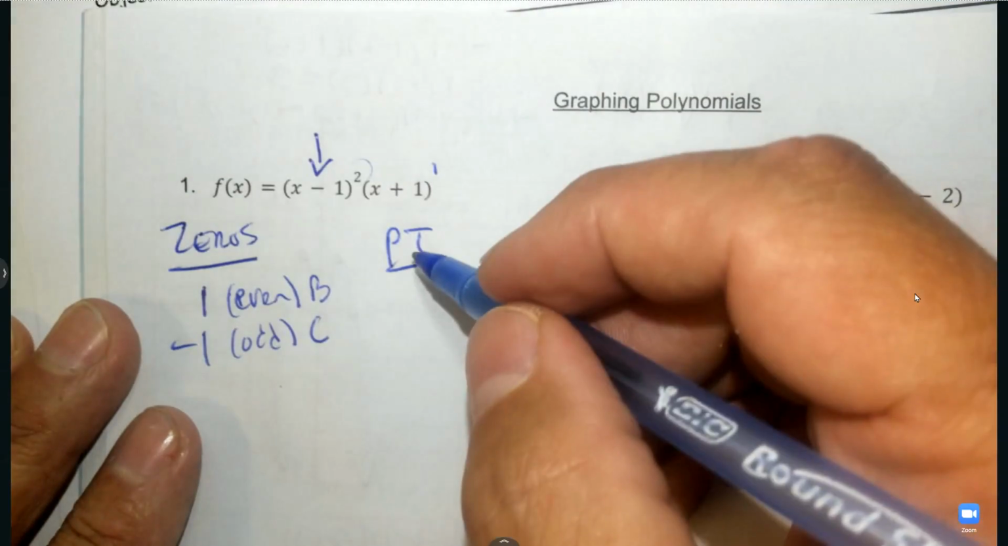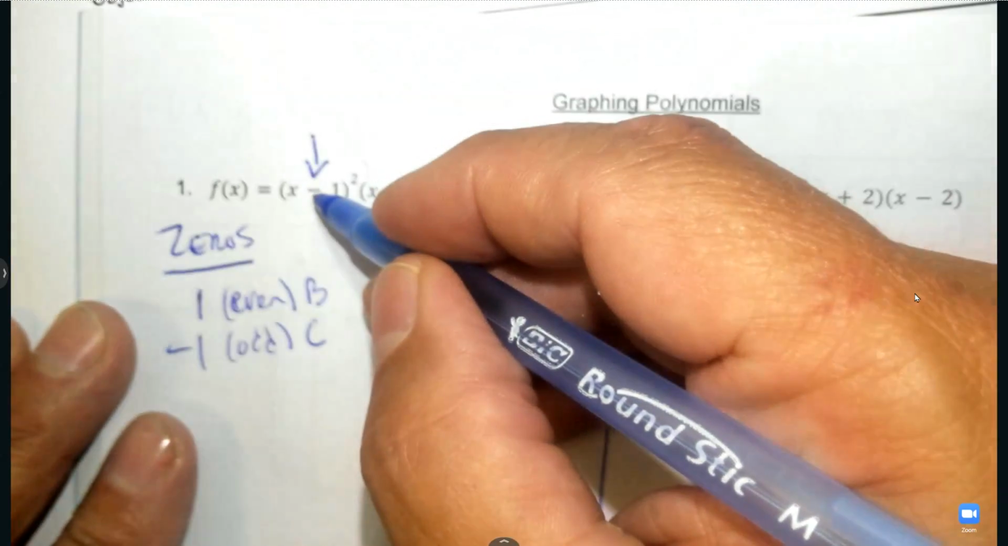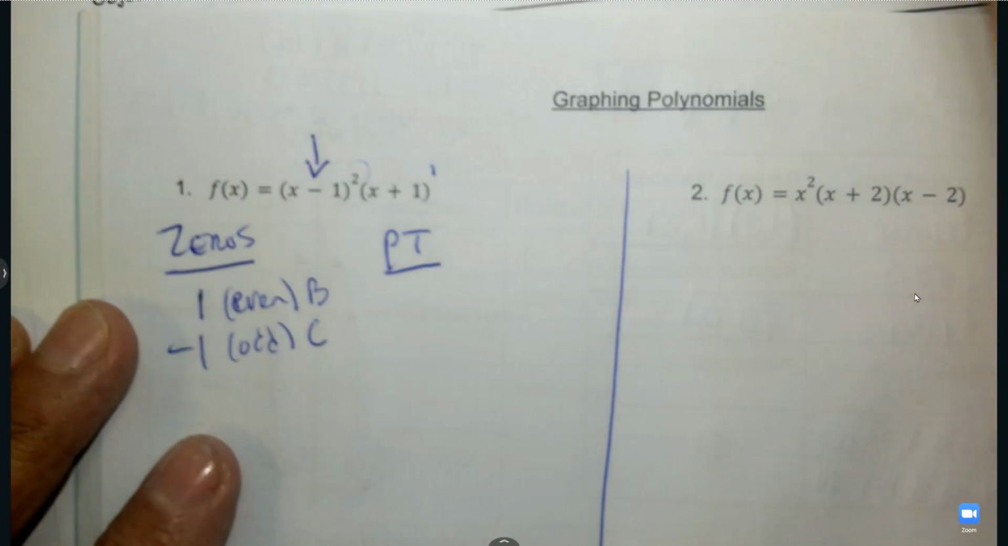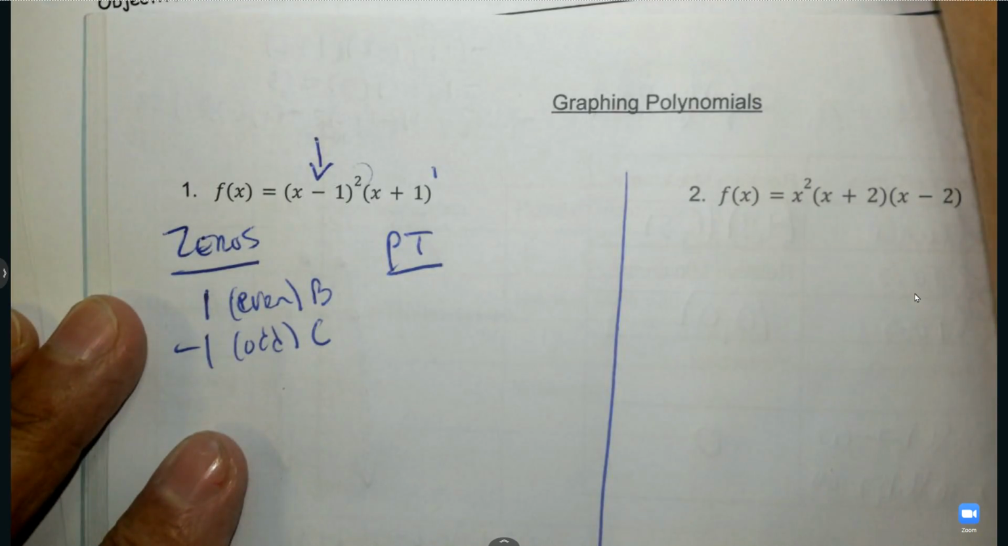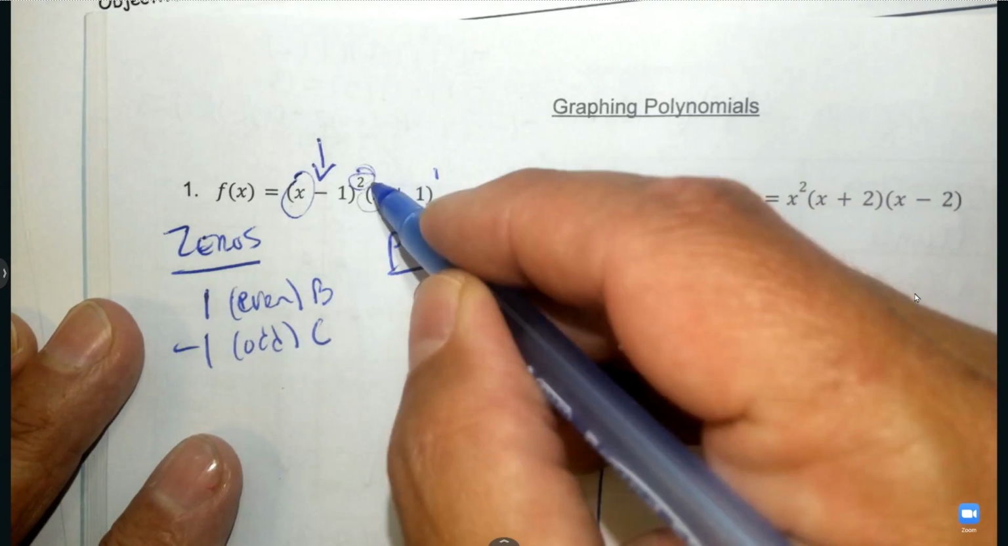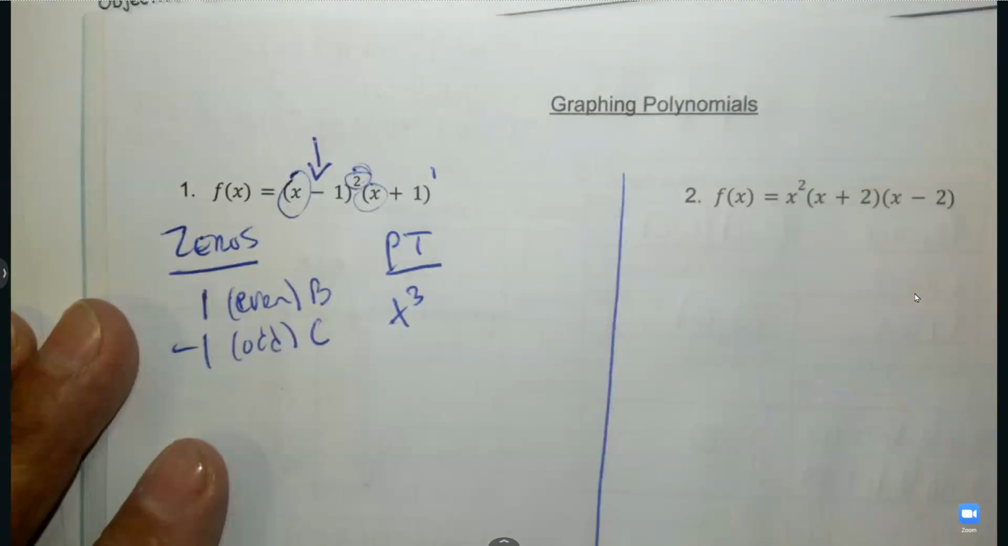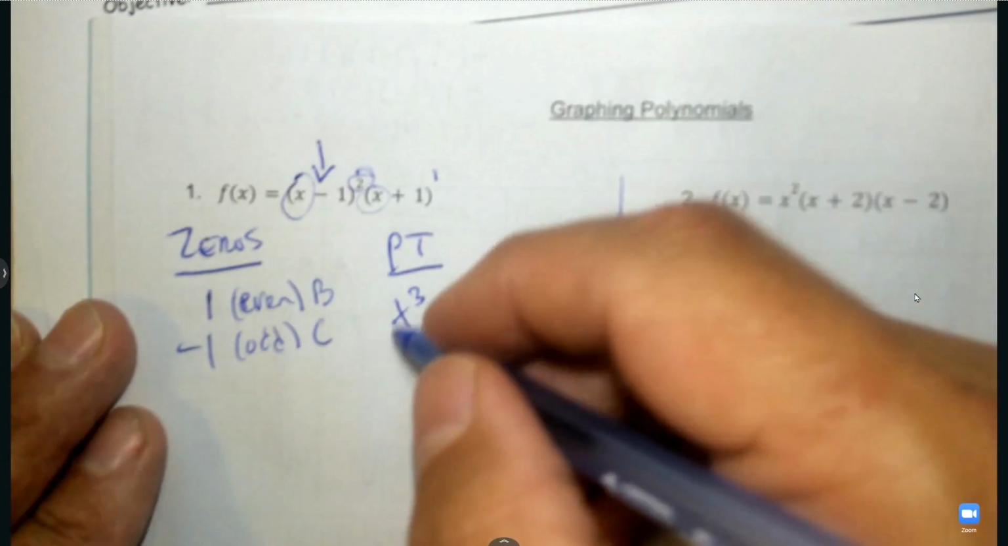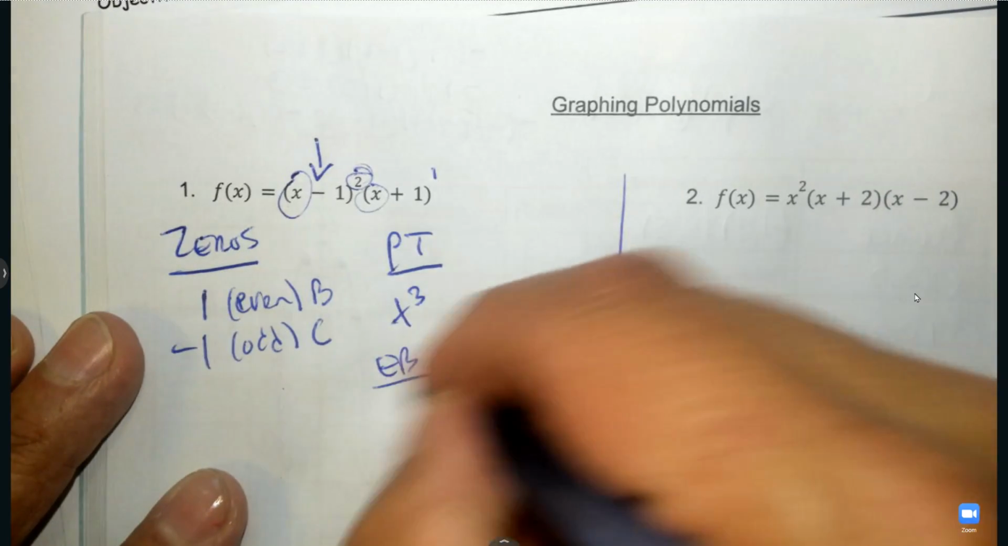That's a good start. The power term, when it's in factored form, it just takes a moment. We're going to take the power term of each factor, and we're going to multiply it together. So the first one is x squared times x. So we're going to add the exponents and get x cubed, and that's going to give us the end behavior.